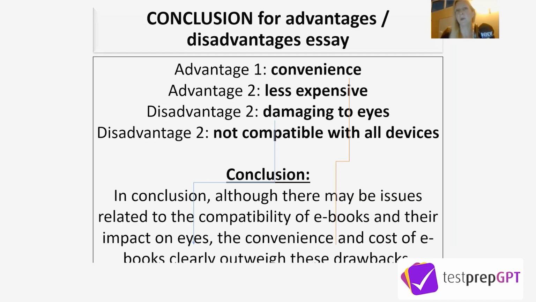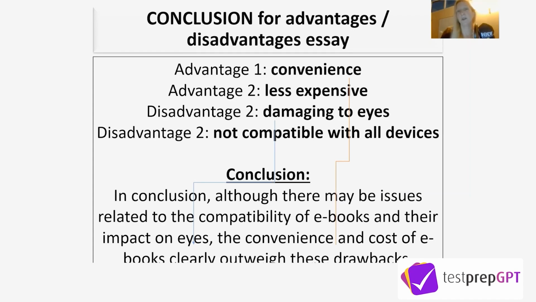So let's summarize that in our conclusion. I've used a nice linker again. In conclusion, although there may be issues related to the compatibility of ebooks and their impact on eyes, the convenience and cost of ebooks clearly outweigh these drawbacks. So again, I have countered the problems with the solutions.